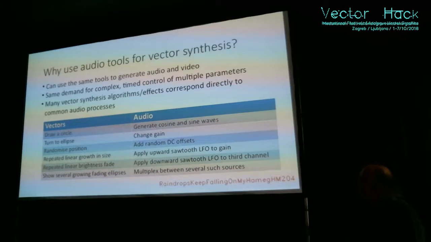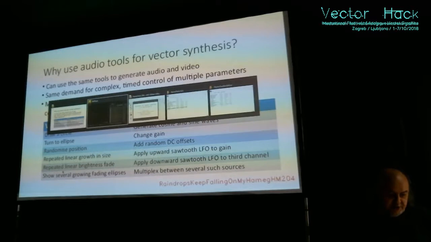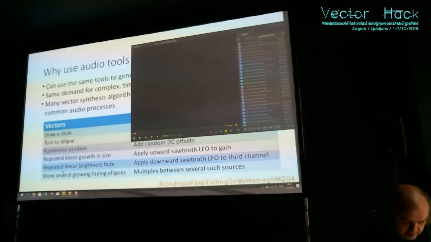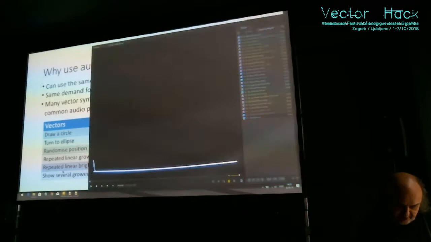If you want it to grow repeatedly, then a sawtooth LFO will take care of that. If you want the brightness to fade, then the third channel has got a downgoing sawtooth LFO. And if you want several of those objects, then you simply multiplex between several objects doing the same thing, which leads to hopefully the first example. Hopefully. Nope, not that example.